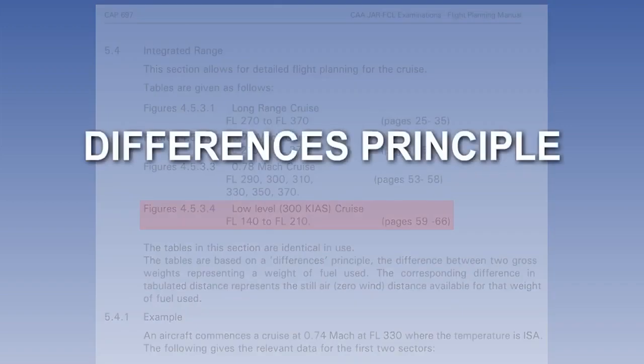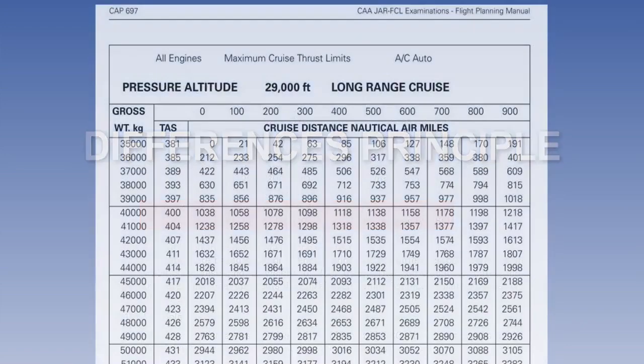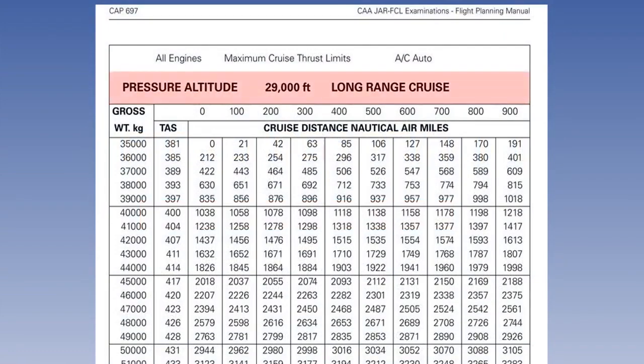Aircraft weight will reduce in flight as the fuel is used. Therefore, if the fuel in kilograms per nautical air mile is known, then the reduction in weight can be directly related to the distance flown. This is known as the differences principle, which is used in all of the following tables. In order to demonstrate this, we shall use an example of a long-range cruise at flight level 290.